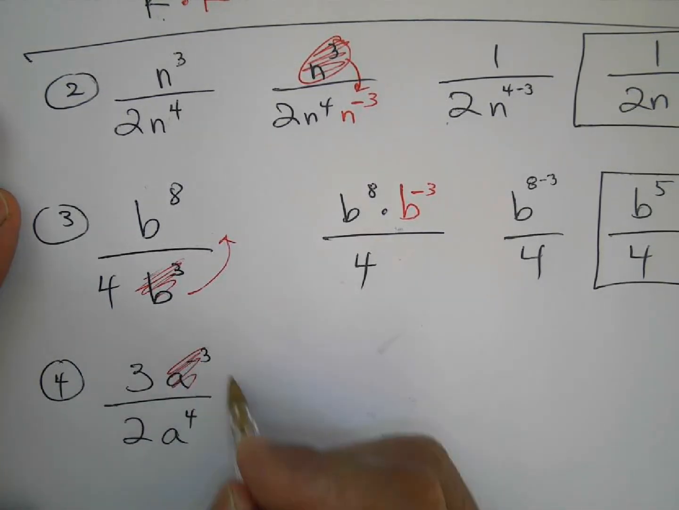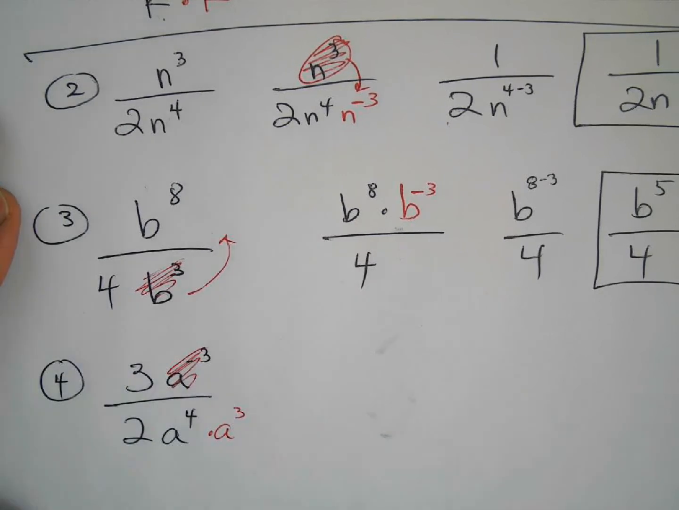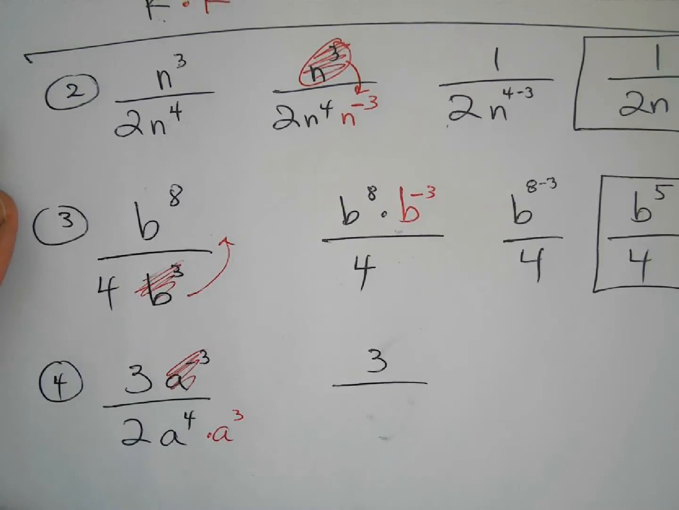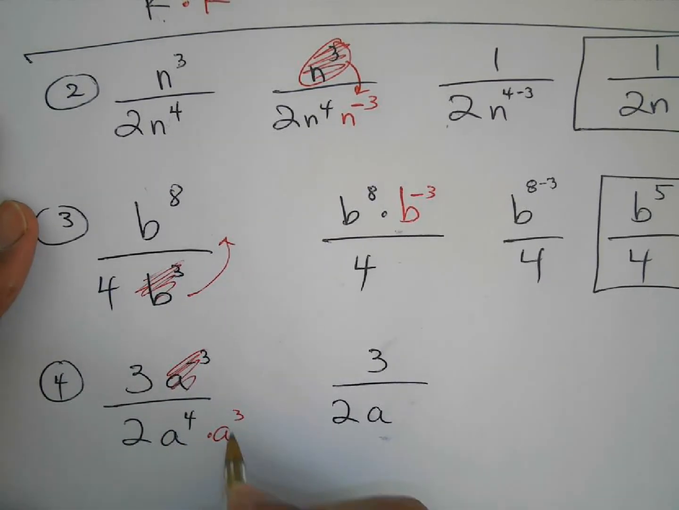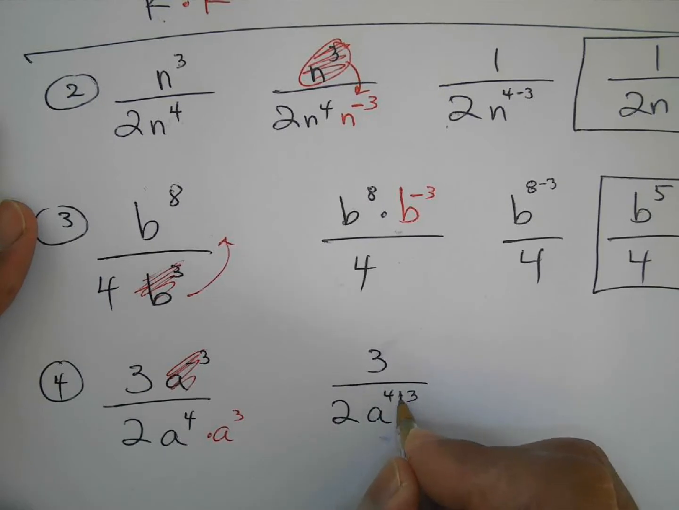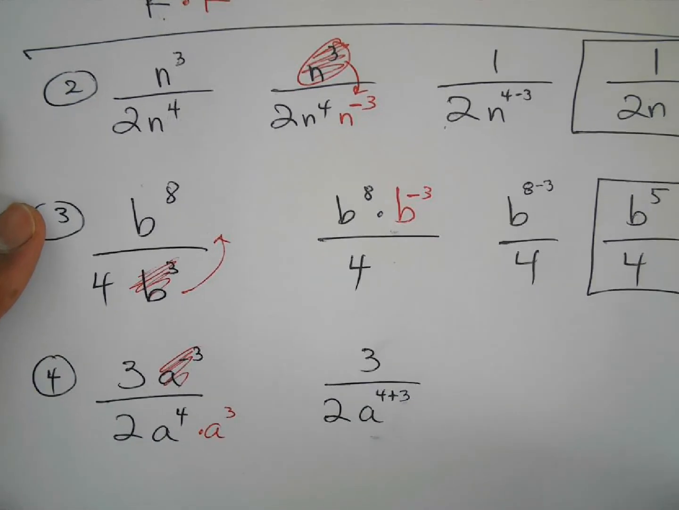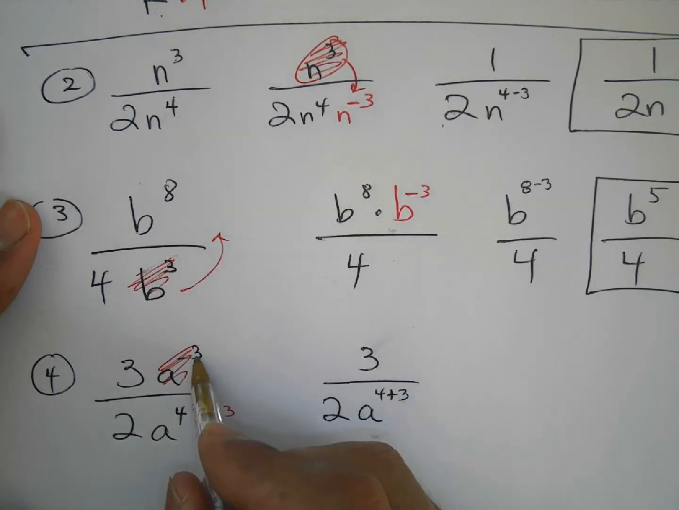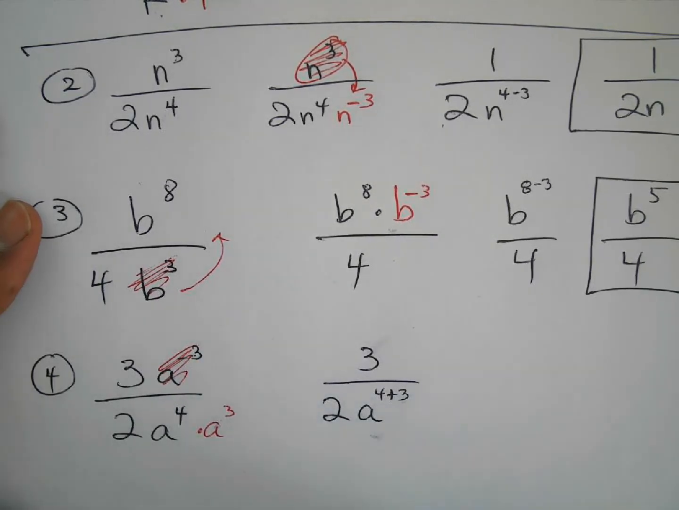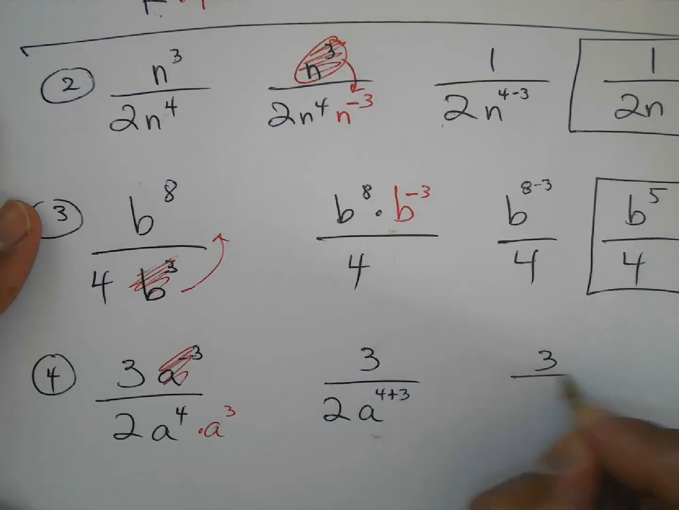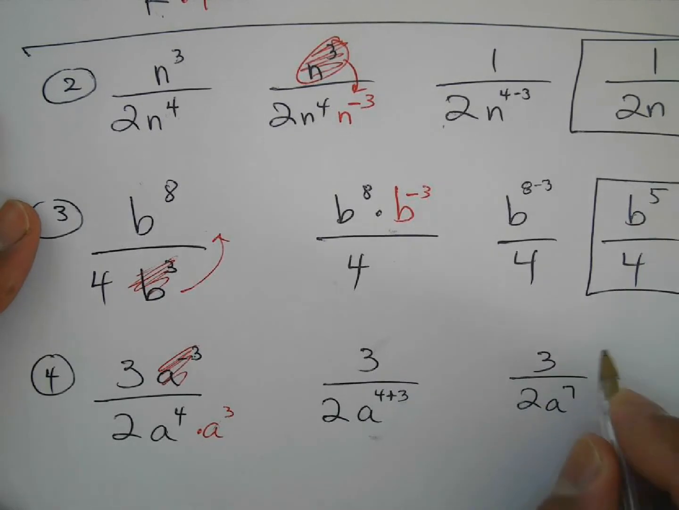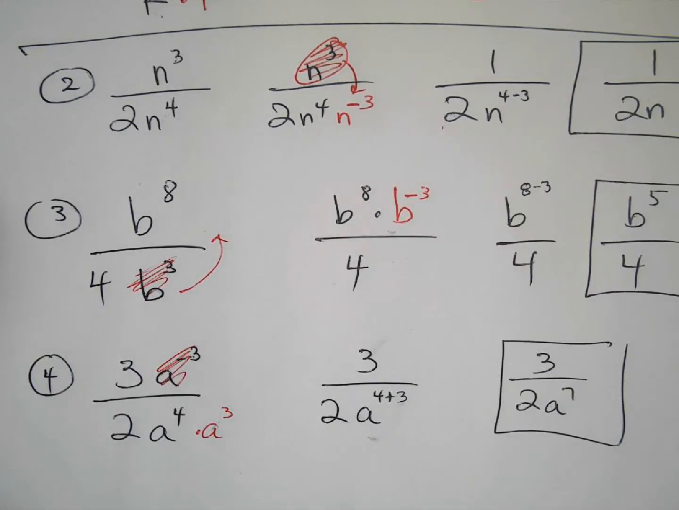So I'm moving this negative 3 and I move it here. It's going to be what? Positive 3. So it's going to be the only thing left on the top, 3. The 2 is still there. What do I do with a4 and a3? You add them. 4 plus 3. Remember to change the sign. When you move it, change the sign of the exponent. It was negative 3. When you moved it down, it's positive 3. Final answer, the 3 is the only thing left in the numerator, and the bottom is a 2 and a what? 7. Correct.